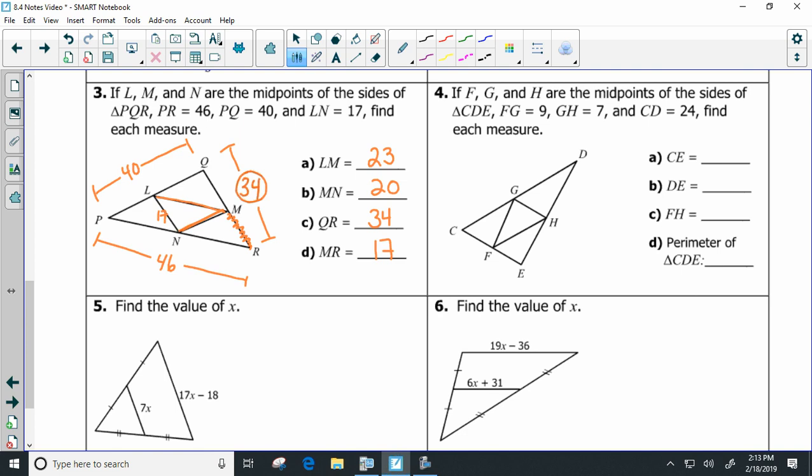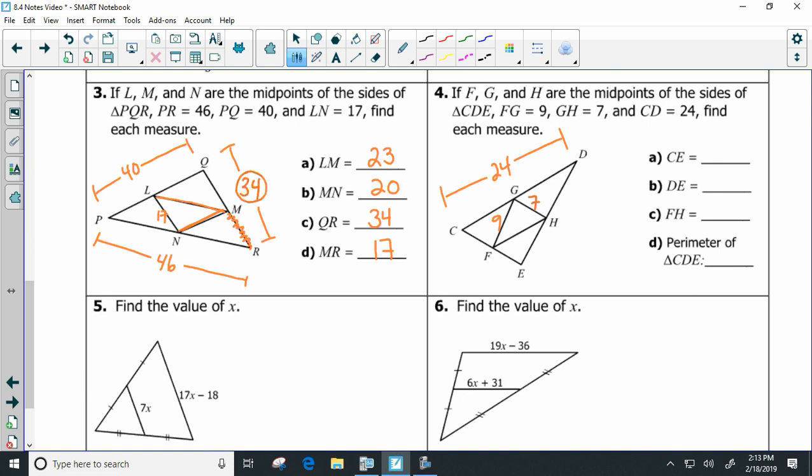As I look at question number 4, it's the exact same stuff, just new triangles with some new measurements. It says that FG, this mid-segment's length, is 9. It says that GH, that mid-segment's length, is 7. Then it says C to D, this whole big distance up here, is 24.